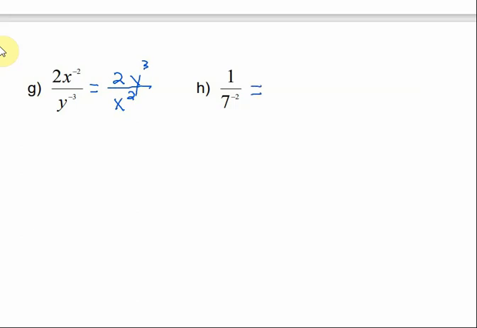And then for H, the 1 stays where it's at. The 7 is being raised to a negative power, so we need to bring it up to the top. And that becomes 7 squared. Well, 7 squared is 49, and 49 times 1 is still 49. And that's how we deal with negative exponents.